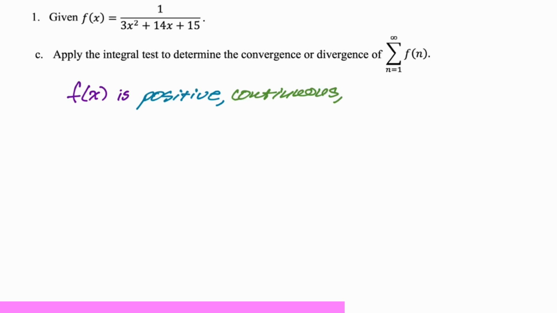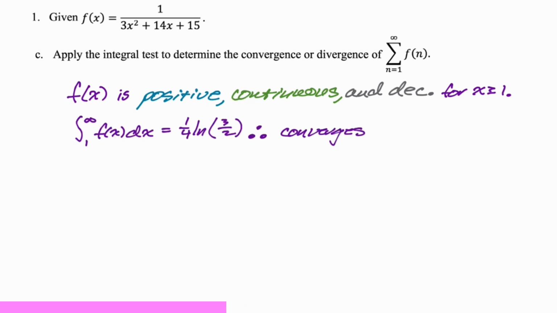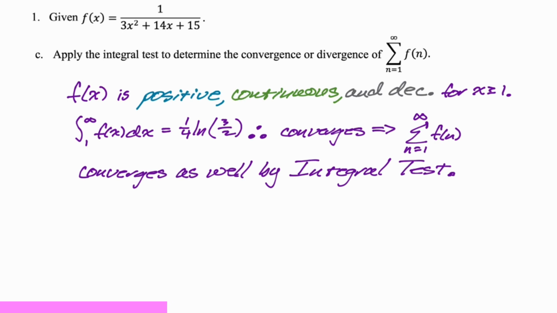And then we also know we are definitely decreasing for x greater than 1, because we had to show where f of x was decreasing in part A. So we'll say, and decreasing for x greater than or equal to 1. So we already did all the steps, so we don't have to worry about that so much. And then we also know, because we did the work, that the integral from 1 to infinity of f of x is 1/4 natural log of 3/2, which means that this integral converges. And if the integral converges, then we know that the series converges by the integral test. So we did all the work ahead of time.